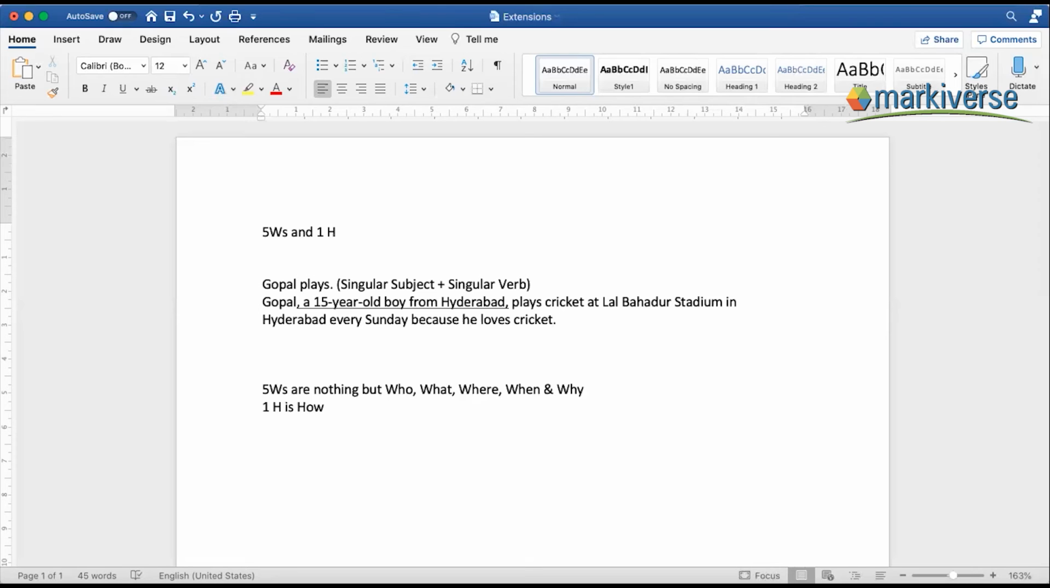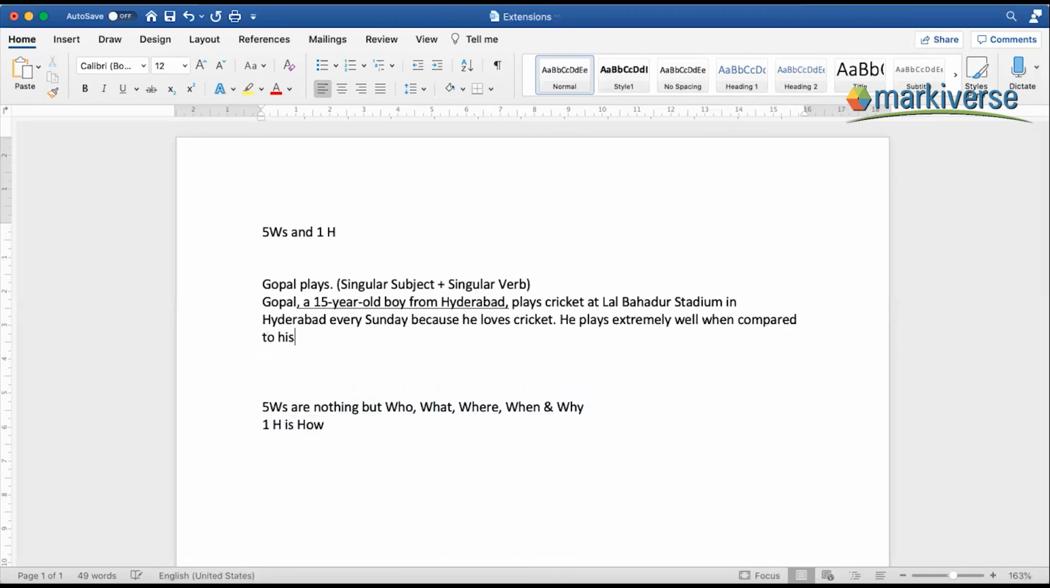The how part: how does he play? We can also say, let's say, he plays elegantly. Plays cricket at Lal Bahadur Stadium in Hyderabad every Sunday because he loves cricket. That answers most of these questions. The how part, you can elaborate by saying he plays extremely well when compared to his age group. You don't have to really mention all this. You can just say he plays extremely well. How does he play? He plays extremely well.